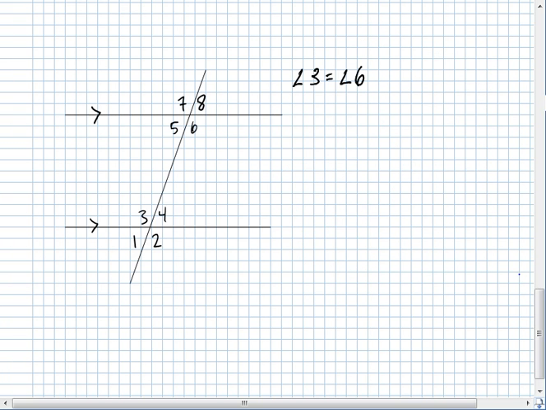Okay, and you may have heard of this one as well. So the reason why angle 3 is equal to angle 6. You remember what that means? What's the reason for that? If you remember from way back when, you'll remember that alternate interior angles are also equal. So alternate exterior angles are equal, alternate interior angles are also equal.